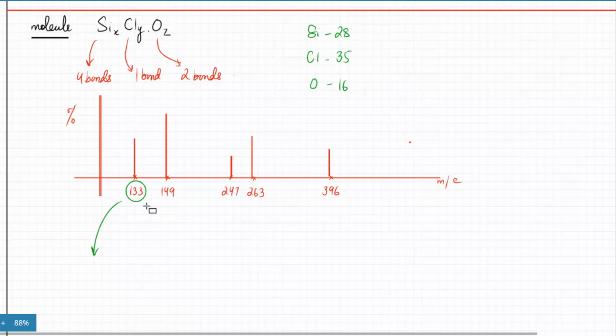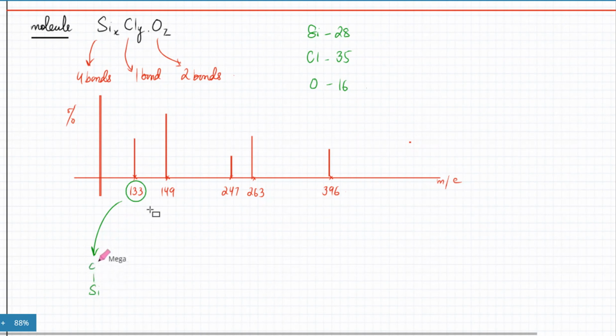I said, did you try and do this? Okay. Anyone else? S2Cl3. How much? Sir, I did 3 times 35, plus 28, so it was coming to 133. Okay, that means it's 1 silicon and 3 Cls, right? So that is 133, right?